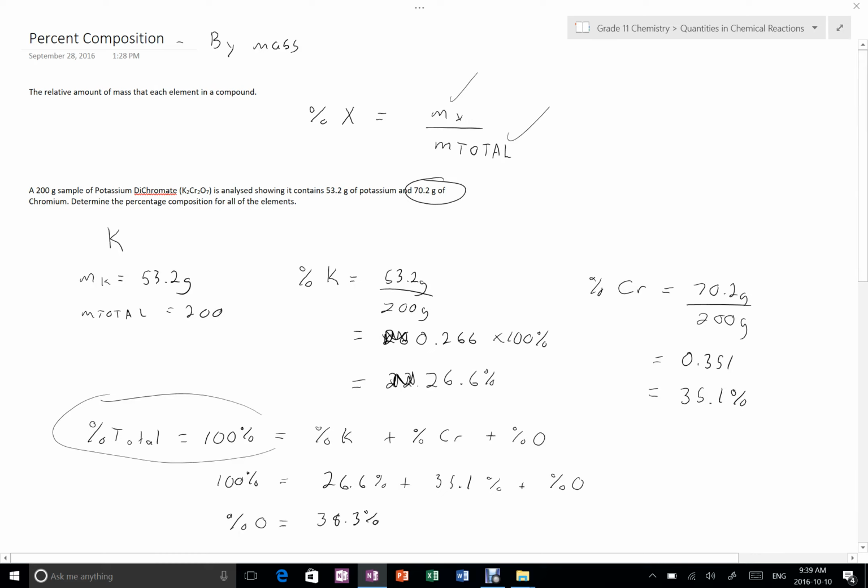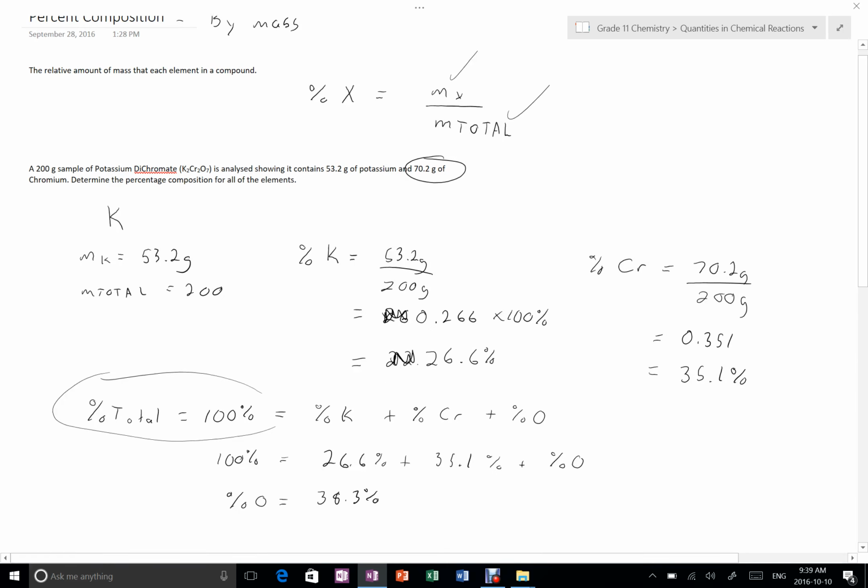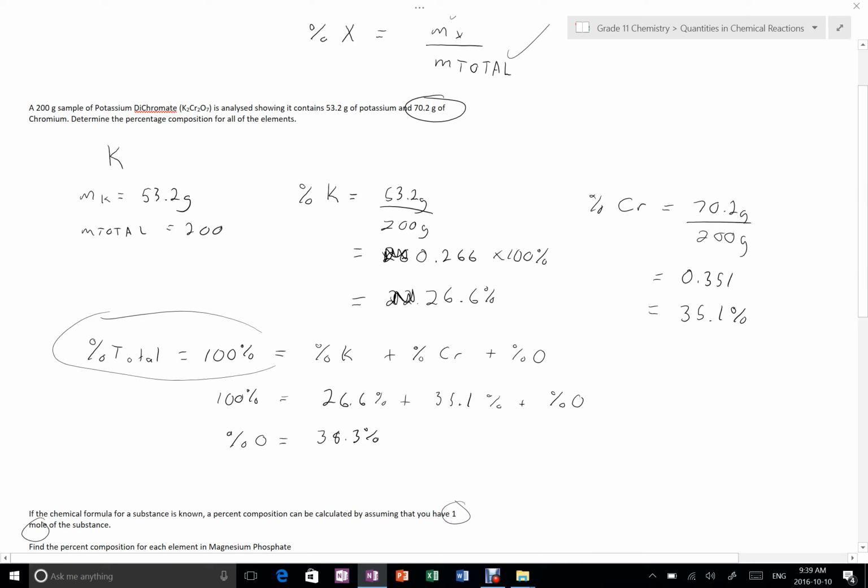the percent composition, assuming we're doing a percent composition by mass, tells us the relative amount of mass of each element in a compound. So if I take my mass of that element divided by my total mass, I can come up with my percent for that kind of element. So if my mass of potassium, for example, is 53.2 grams and my total mass is 200, then 53.2 out of 200 tells me that 26.6% of my sample is potassium.